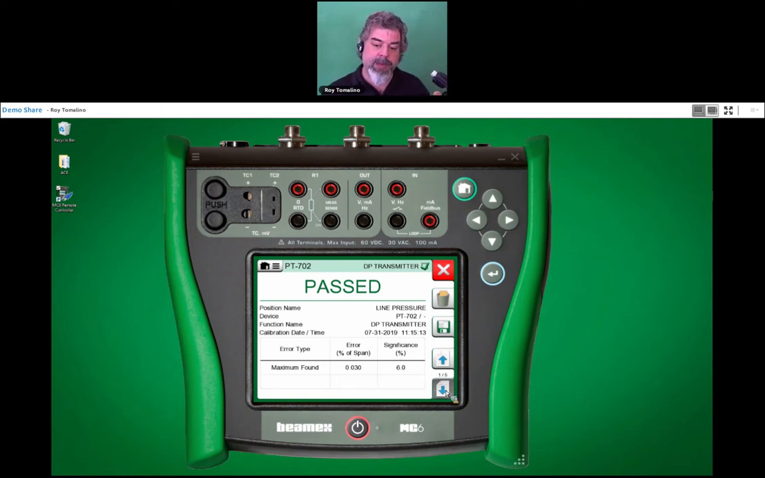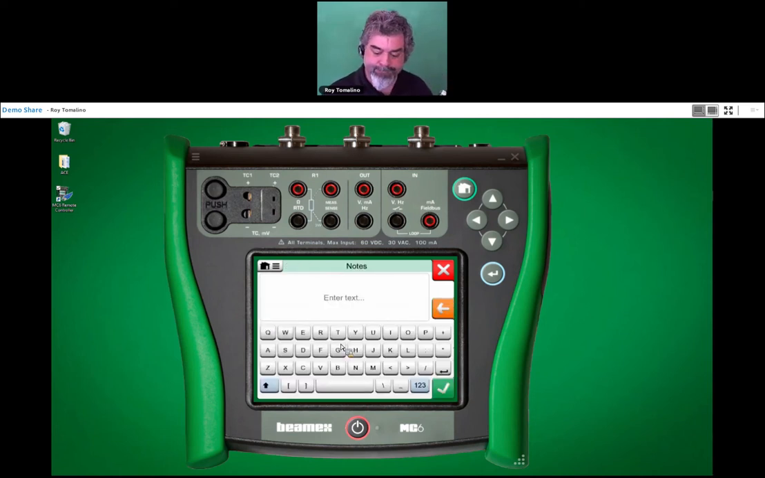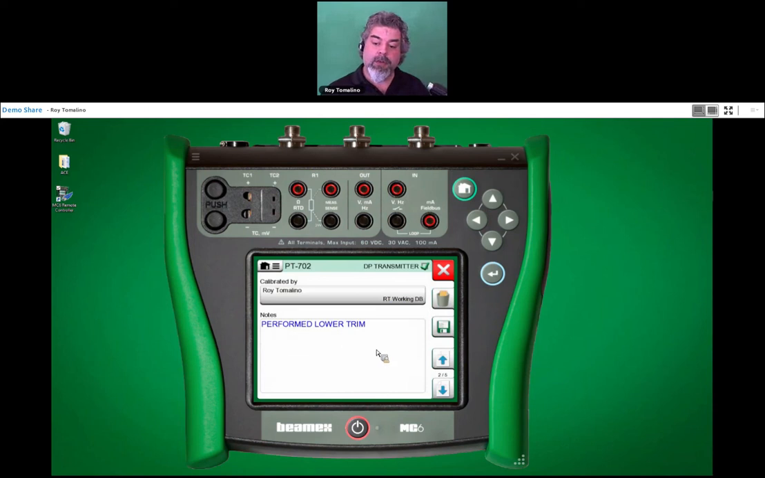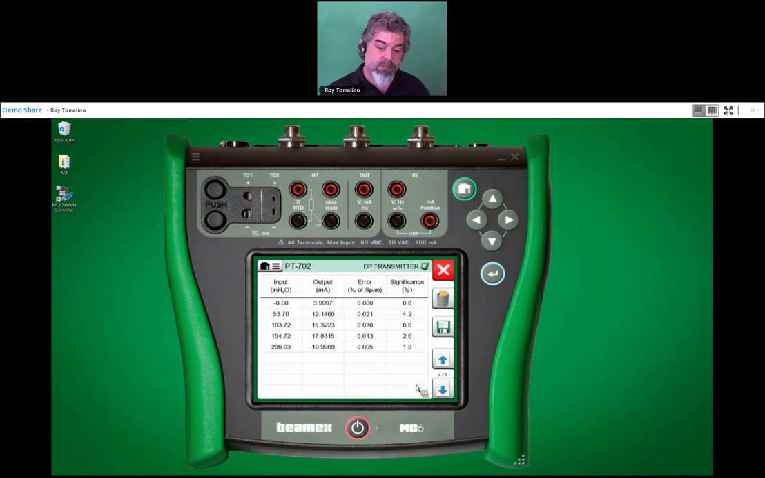0.03% of span error. Passed. On a note, I could put, so my typing is performed. Lower trim. This will be part of the record. Here's our graph. These are the numbers. And I don't think I put in any environmental in that front part, did I?